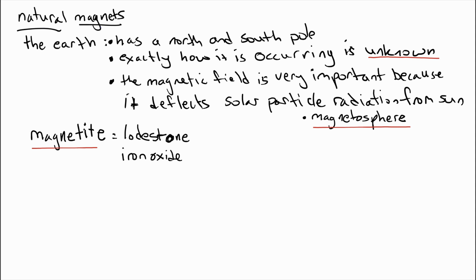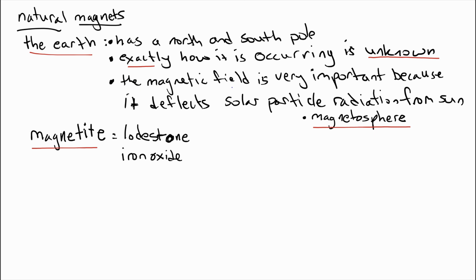And there are also natural magnets. And the Earth is a natural magnet. It has a north and a south pole. And I say here exactly how it is occurring is still, I'd say, unknown. There's lots of theories on how it works, but maybe no consensus on how exactly the Earth is generating its north and south pole.